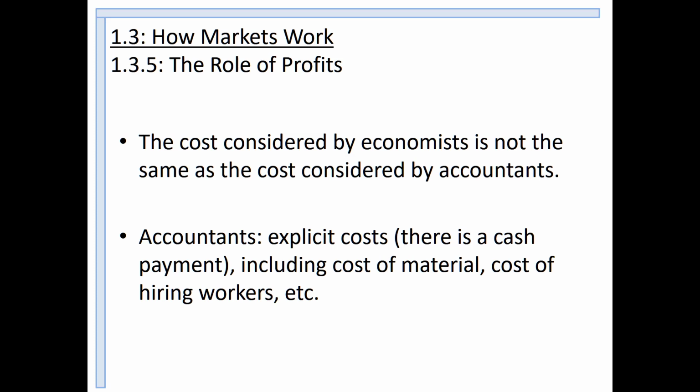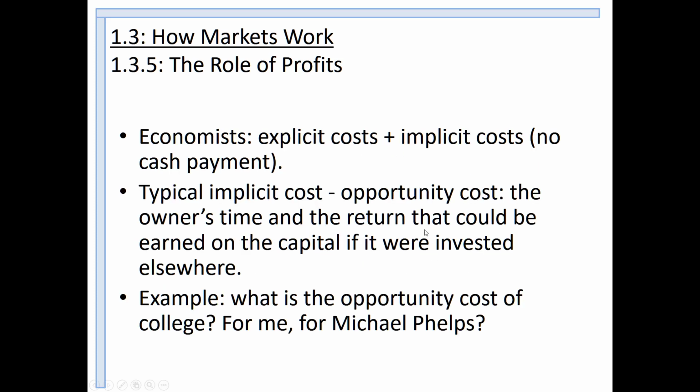Economists, on the other hand, in addition to considering explicit costs, also consider implicit costs, where there is no cash payment. What is the typical implicit cost? It is the opportunity cost, the owner's time, and the return that could be earned on the capital if it were invested elsewhere. A good example is the following.